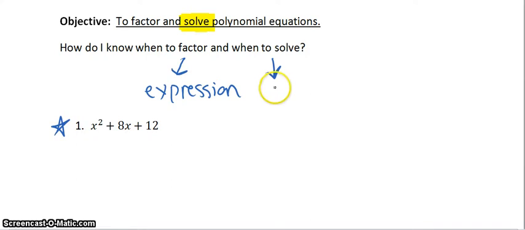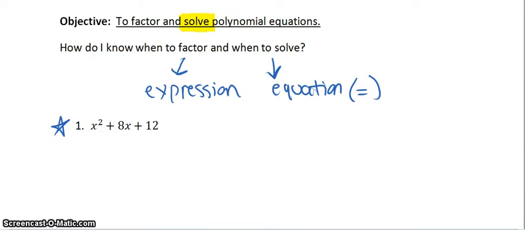And when you solve, you should be working with an equation. So the difference between an equation and an expression is that an equation has its equal sign. So if it's set equal to something, you know you need to find what x equals. Now that we clarified that, we can go ahead and solve some of these. So start with number 1. We're given an expression, so you know you should be just factoring this one.